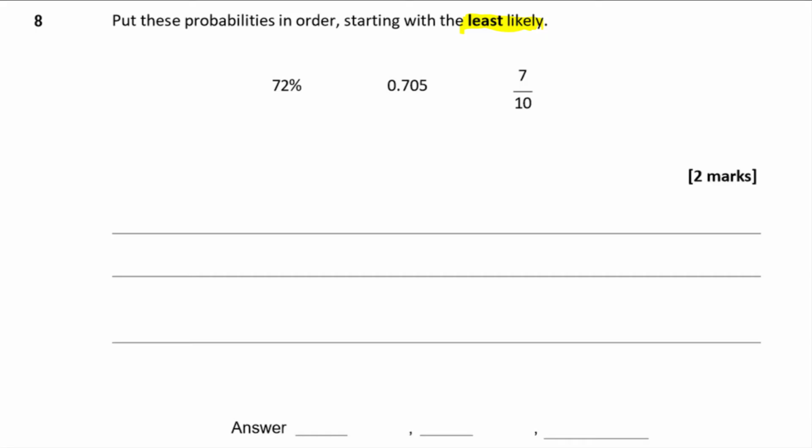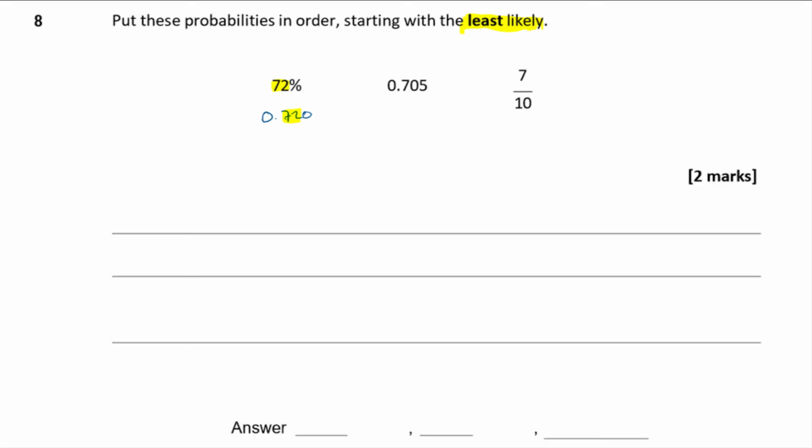So in order to put these in least to most likely order, we just need to rewrite them all in the same way so we can compare them, can't we? So I think we're going to write them all as decimals. So 72% we know is 0.72. Just the first two digits of your percentage are the first two digits after the decimal point there. I might add an extra 0 on the end so it's the same size as that other one.